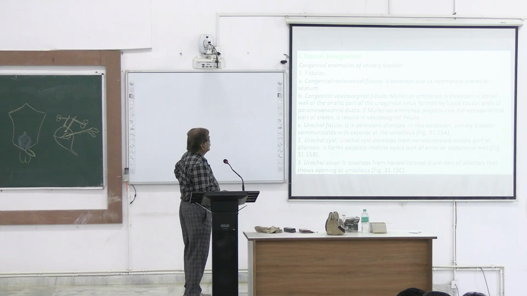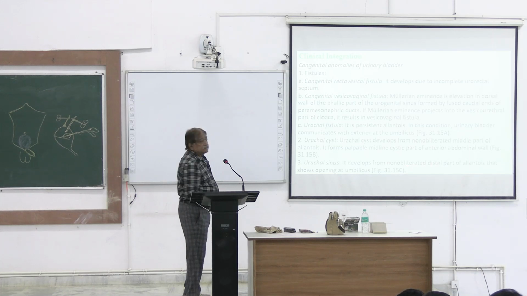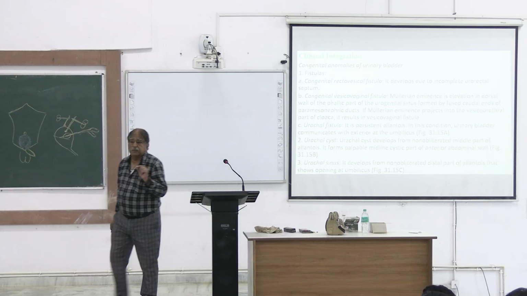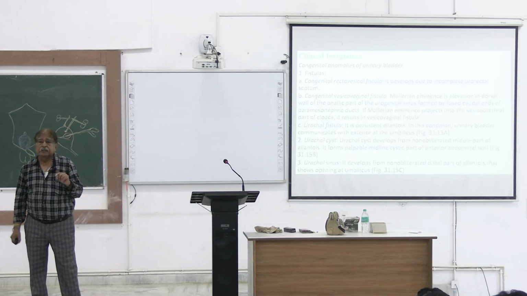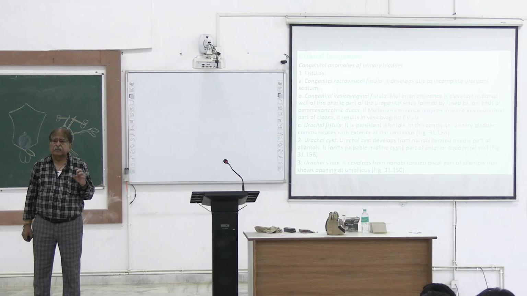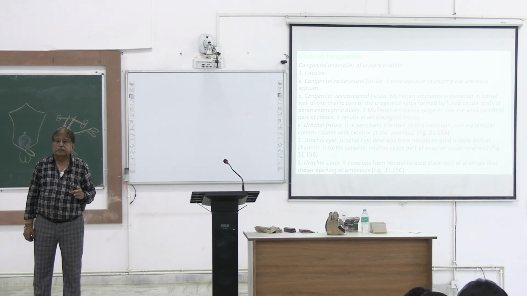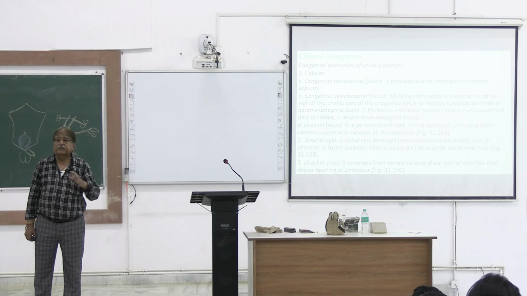Urachal cyst develops from the non-obliterated middle part of the allantois. It forms a palpable midline cystic swelling in the anterior abdominal wall. Urachal sinus develops from the non-obliterated distal part of the allantois that shows opening at the umbilicus. These things are very common. Common means it is not one case in every 100 babies born, it is at least one in 5,000 to 10,000 babies.